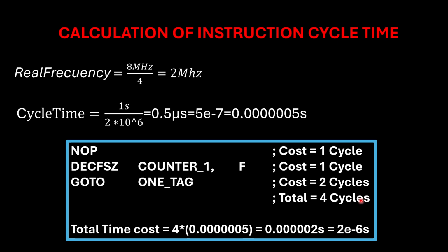So the total time cost to execute these 3 lines of code will be 4 multiplied by 0.0000005. Okay, and this will be equal to 0.000002 seconds. So these 3 lines of code will be executed in this amount of time.